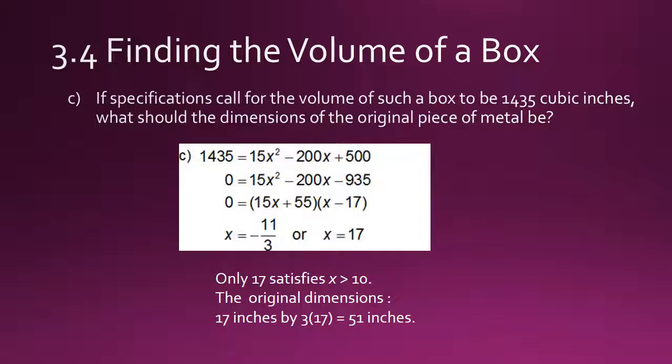Negative 11/3 does not even make sense because remember again, x is the length of a side of a piece of metal and we cannot have a negative length. So that only leaves us with x equals 17. We already said x needed to be bigger than 10. So the original dimensions have to be 17 for this one side that's x, and then the side that's 3x will be 51. So 17 inches by 51 inches.